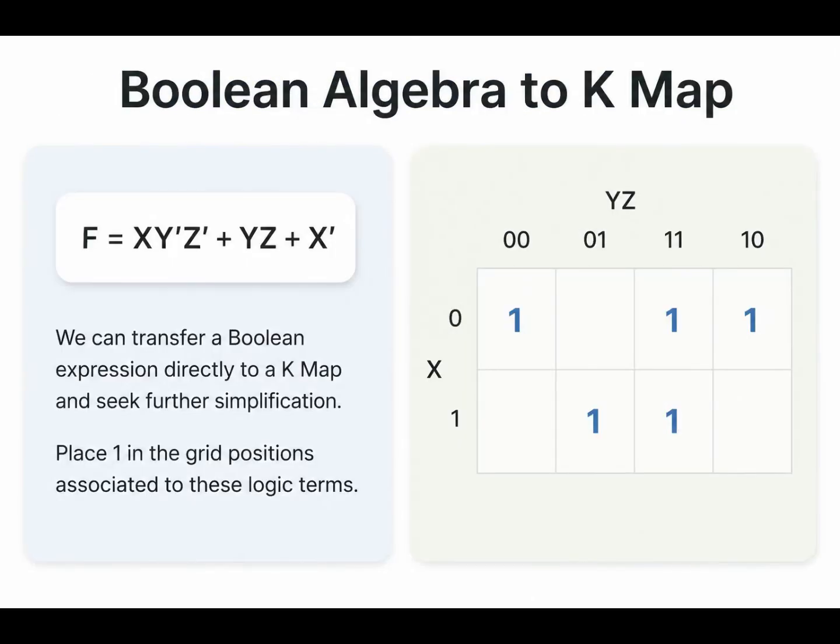You do not always need a truth table to start. If you are given a messy Boolean expression, you can map it directly onto the grid. You simply place ones in the cells that correspond to each term in the equation. For example, the term not x means we fill the entire row where x is 0.